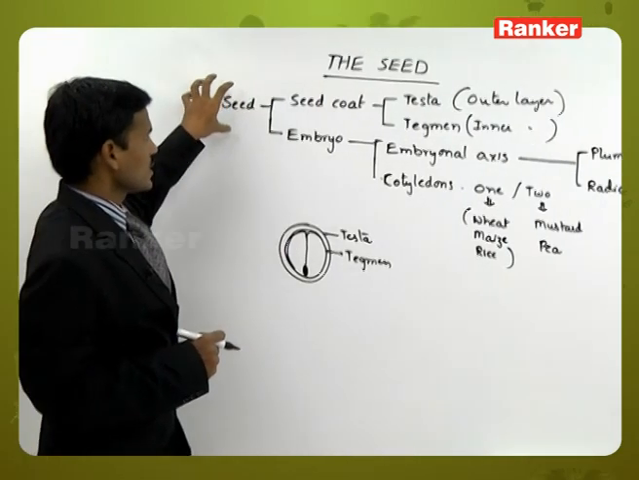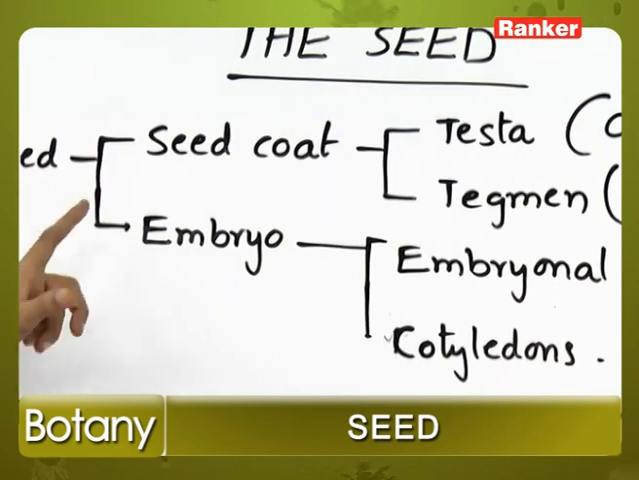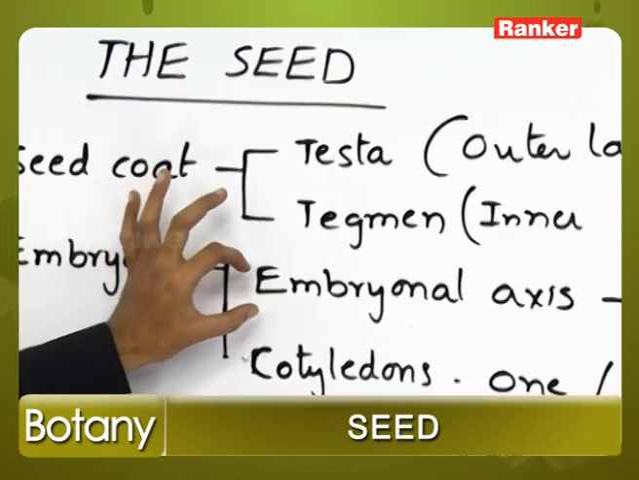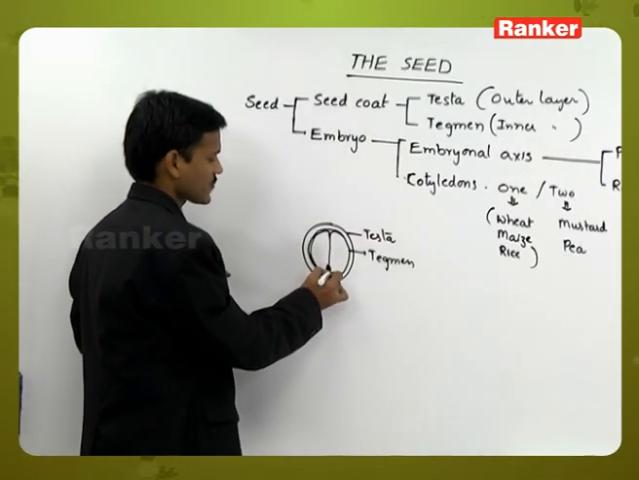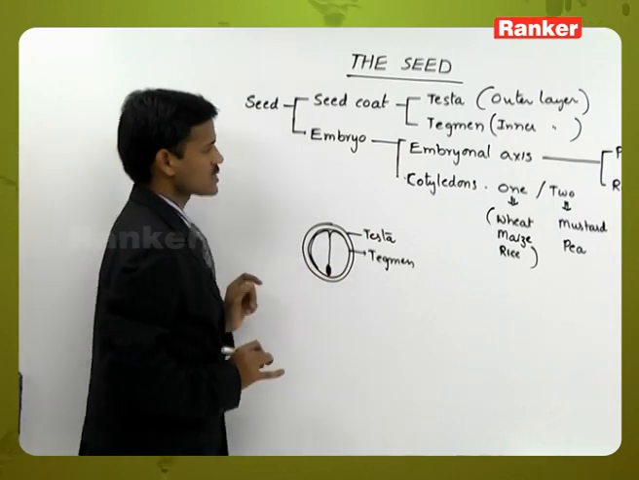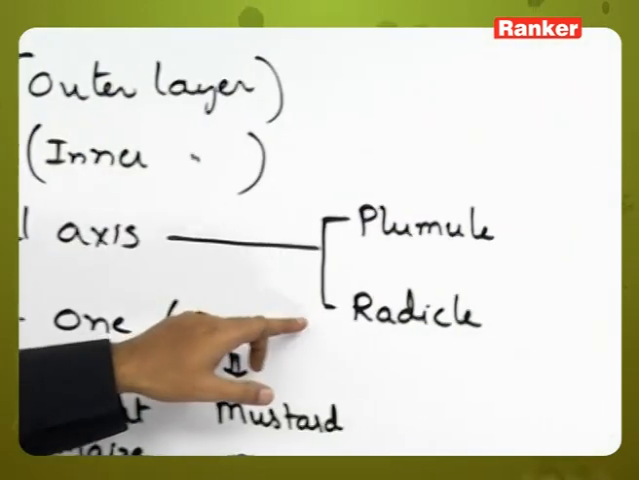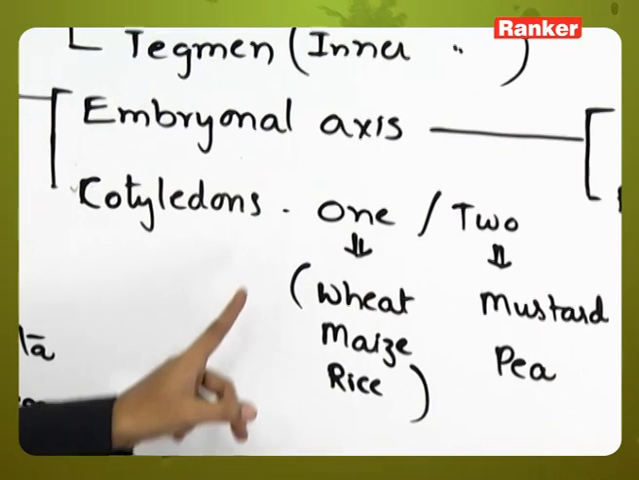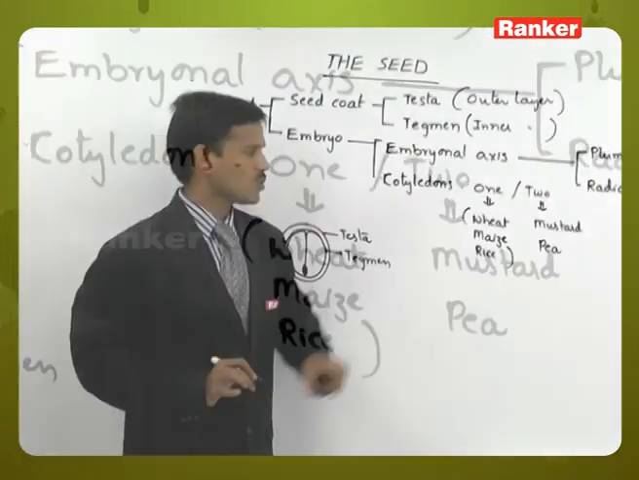So here in the seed mainly two parts, seed coat and embryo. Seed coat is outer layer, embryo is having two parts, mainly embryonal axis and two cotyledons. In the embryonal axis, one end is with plumule and other end is with radicle. Cotyledons one or two. In monocot plants, only one cotyledon. In dicot plants, two cotyledons.